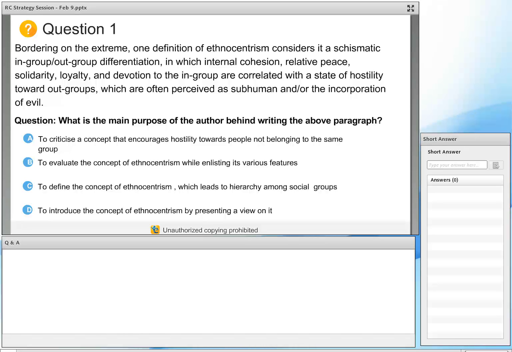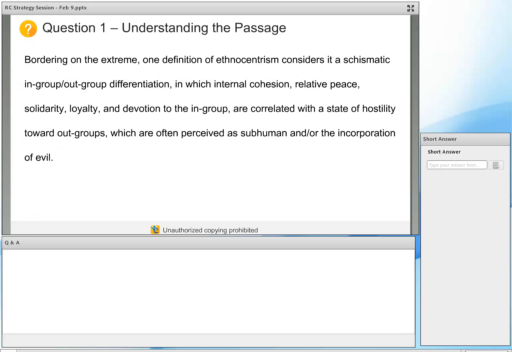So let's now get into solving this particular question. So understanding the passage. Sorry about that. Give me 1 second here. All right. Bordering on the extreme, one definition of ethnocentrism. Now I'm going to pause here. Let me change the color here. Bordering on the extreme, one definition of ethnocentrism.